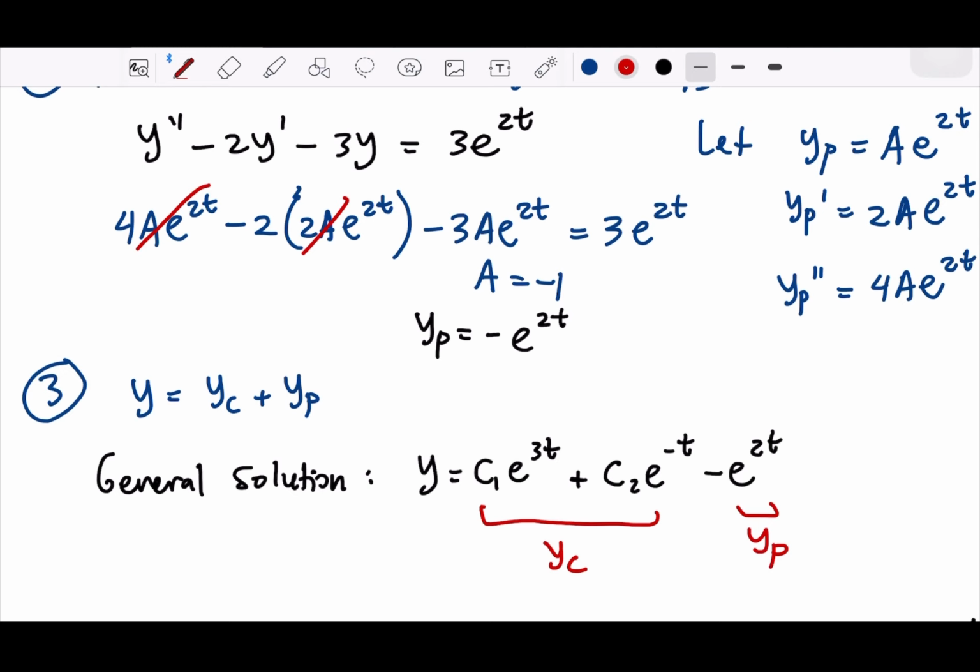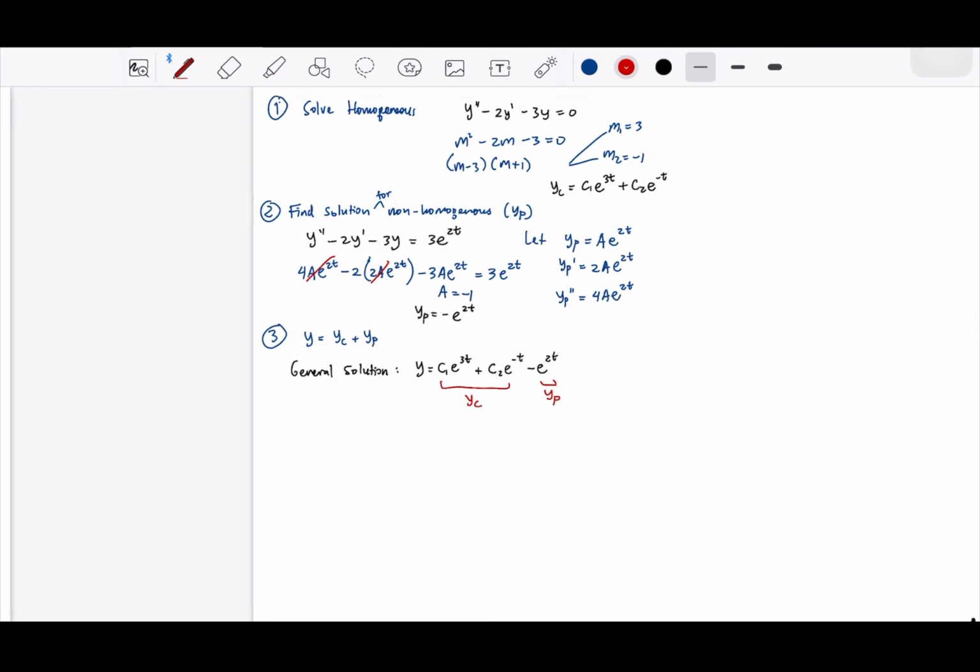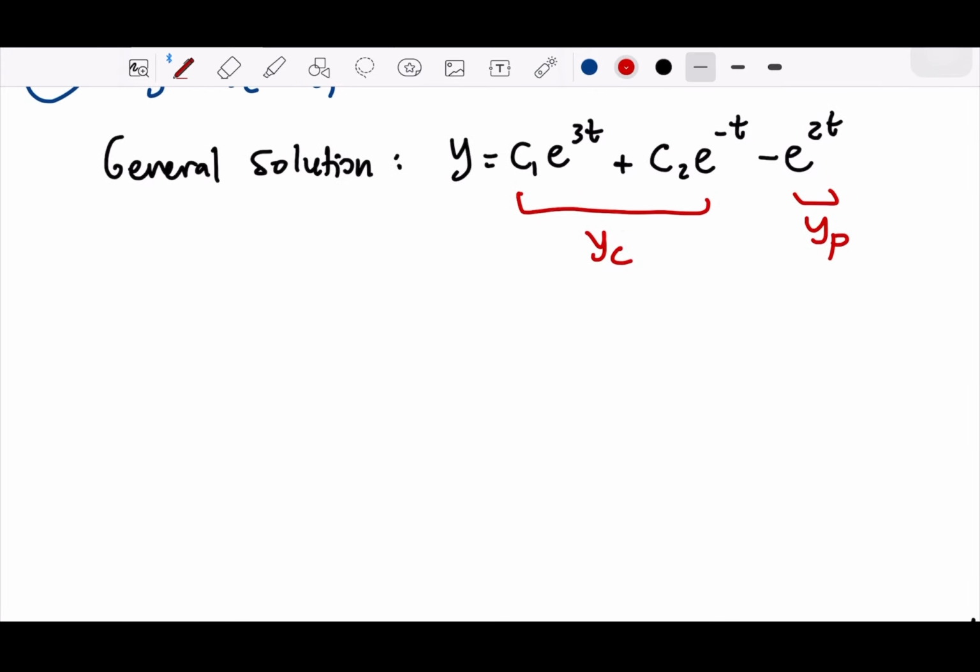Because sometimes when we find a yp, for example, if we have in yc the same component as yp, then perhaps we need to multiply by another factor to make it linearly independent. I will add notes to this. And I think that will be the last part before we end the course. Okay, some notes.